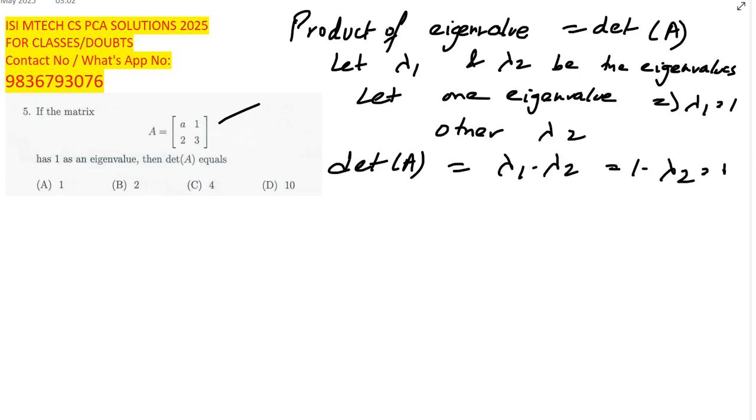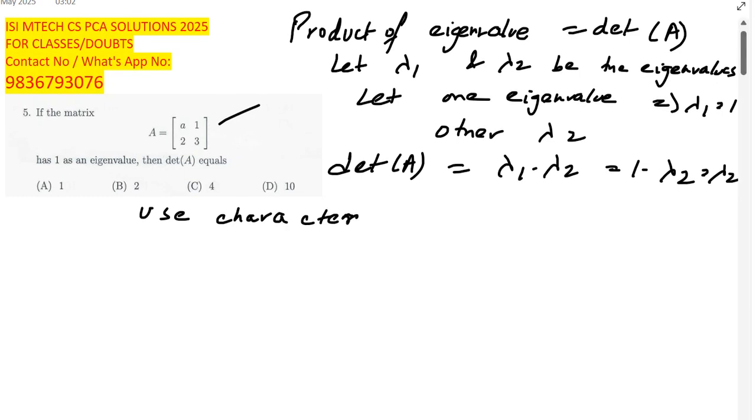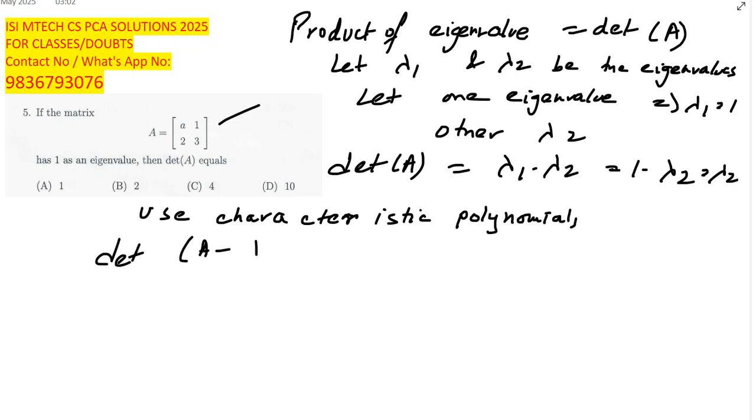We have already conveyed. Okay, so we have to find out the other eigenvalue. For this, we will be using the characteristic polynomial. So here determinant of A minus lambda I is 0, so we'll calculate the determinant.